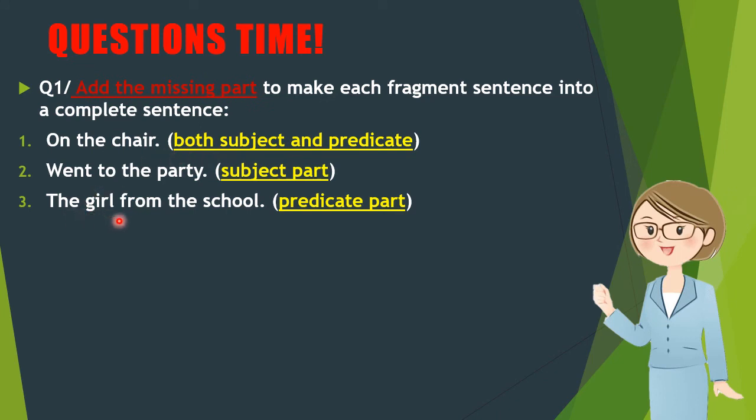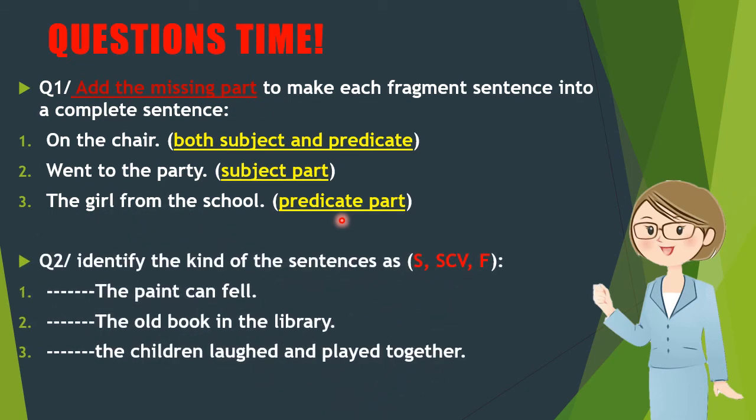The girl from the school, you will add the predicate part, for example, like the verb and the adverb together, in order to make it a complete sentence. And here you will create a fully understood completed sentence. You gotta be creative when you do this, okay? Now, question number 2. Please write this down as well.